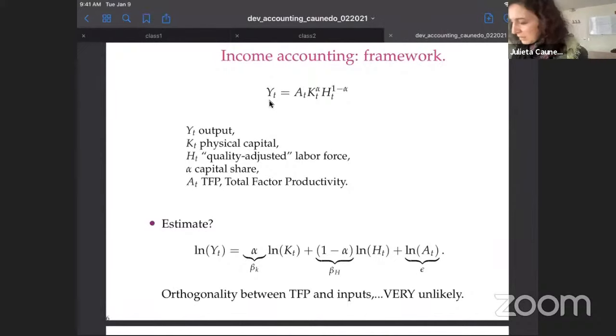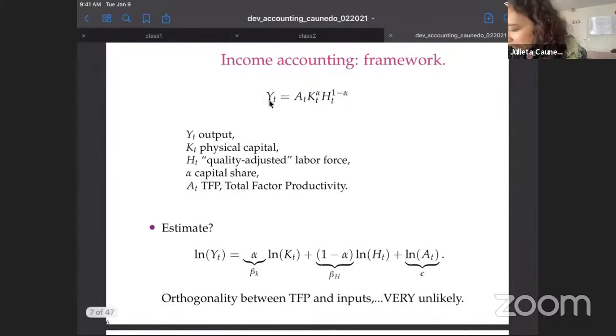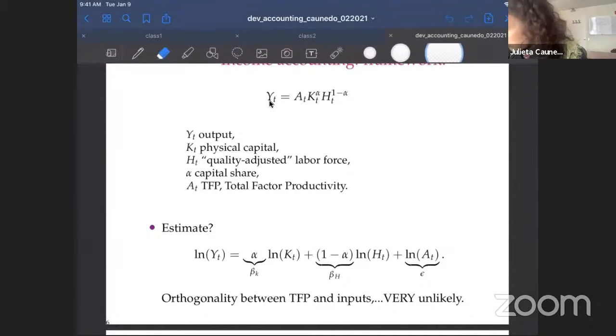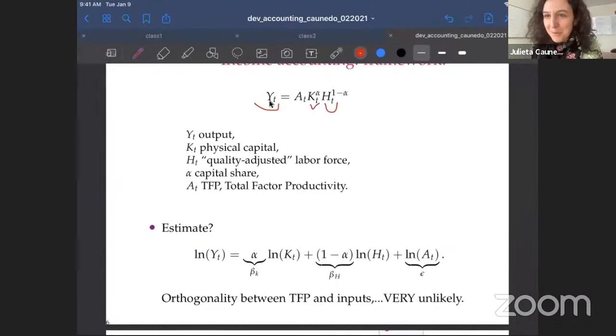So as I said, remember what things are observable. We observe output, GDP, we observe physical capital, and we observe somehow human capital. We'll talk about whether this is really observable or not and what we are missing. But the idea is that we need some sort of way to figure out what this object is, which is a residual. Okay?